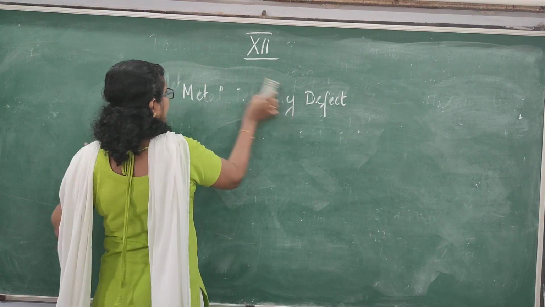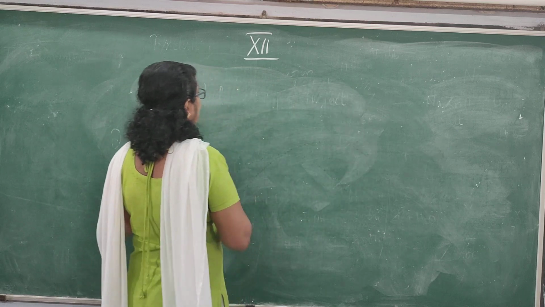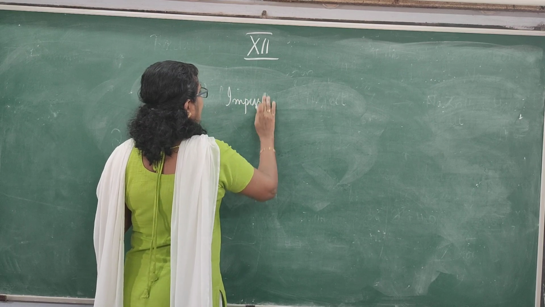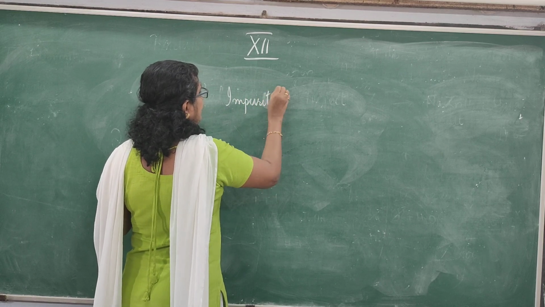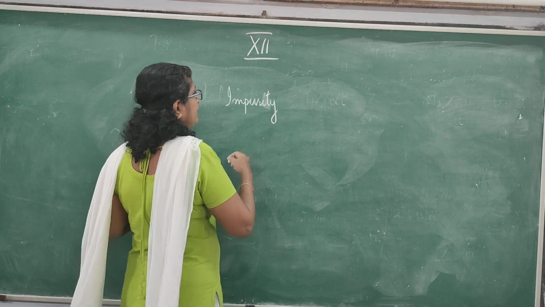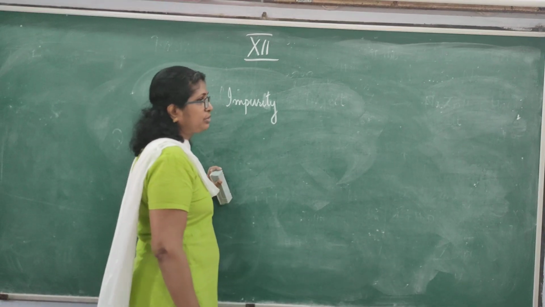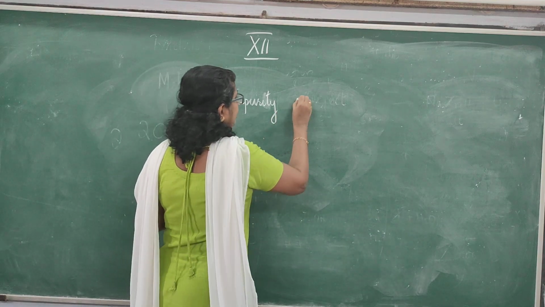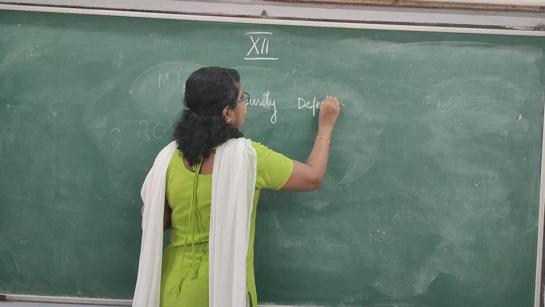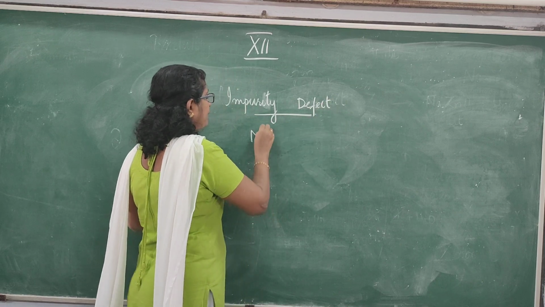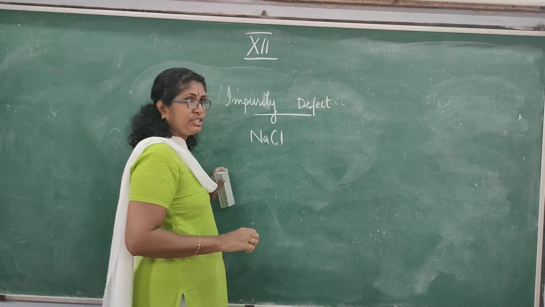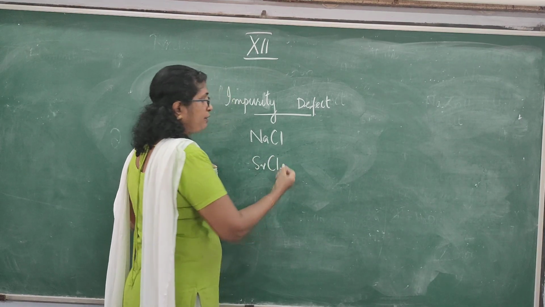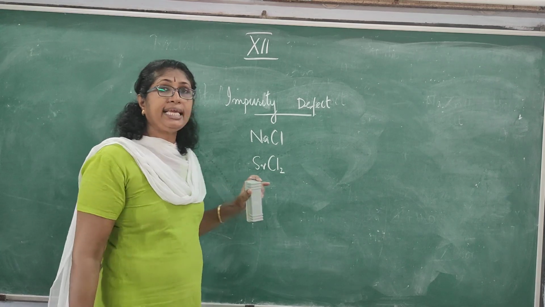So now we go to another type of defect called impurity defect. Now what is impurity defect? See, when you add impurity to some crystals, some defects, some holes are produced, and you can make that crystal more conducting. So the defect created is called an impurity defect. For example, when sodium chloride is crystallized, if you add strontium chloride, we can create some holes.